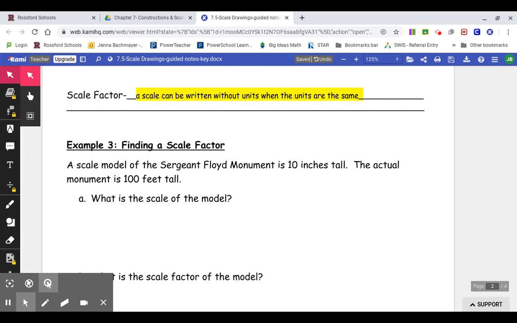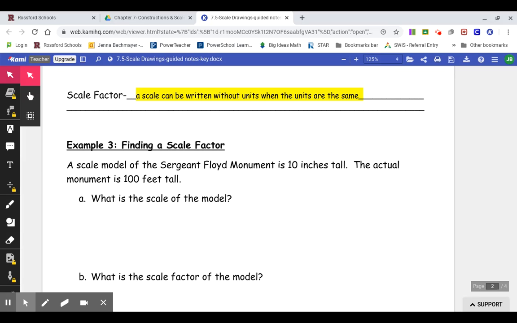All right, we are going to look at scale factor. So we're talking about scale. Scale is going to be that comparison between two different units. Scale factor is slightly different, but scale factor, it's a scale that can be written without units because the units are the same. So when we talk about this, we might be talking about something in inches. That would be referring to both items being measured in inches.